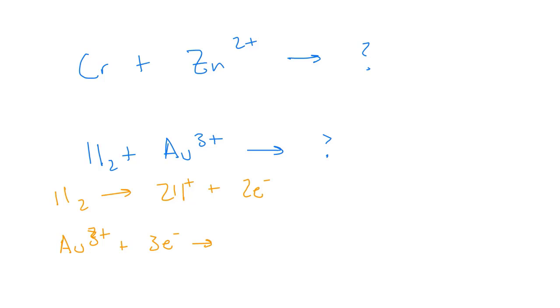In order to make Au solid, Au neutral. But as you see, there's a different amount of electrons on either side. So this side has 2 electrons, this side has 3 electrons. So what can we do to balance it? We need to have equal numbers of electrons on both sides of the half reaction. Times 3 and times 2, exactly.